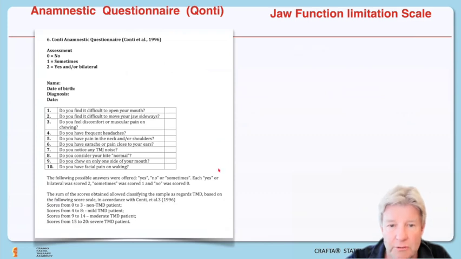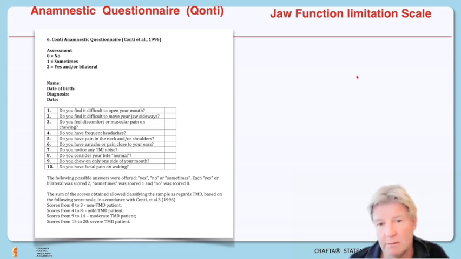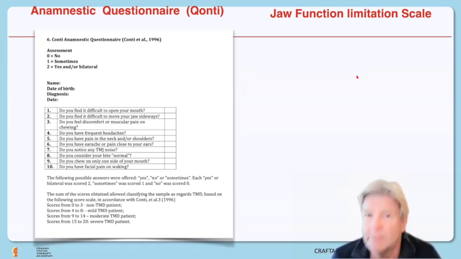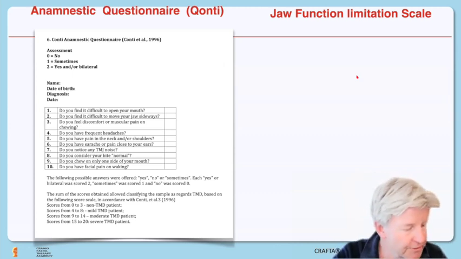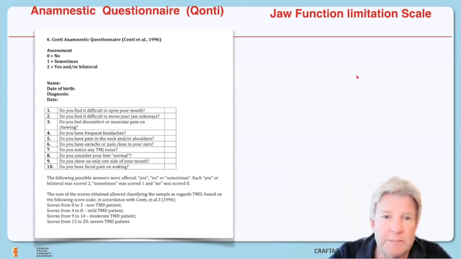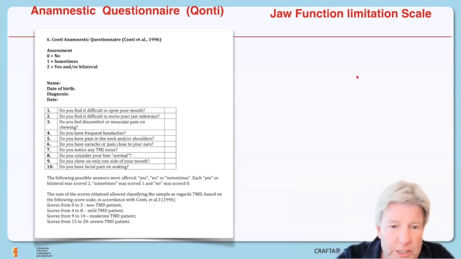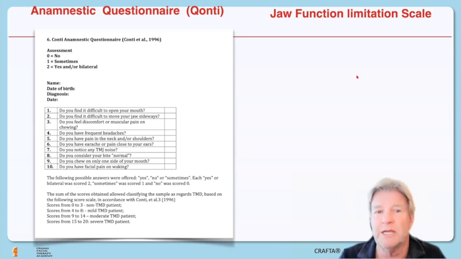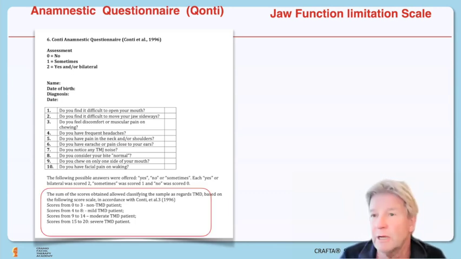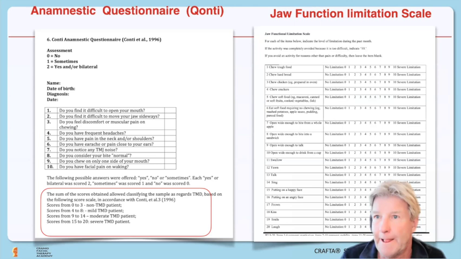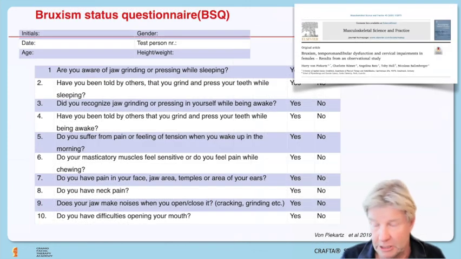You also see there are some cutoff points for whether a patient has TMD problems, yes or no. This is good to know when I find some signs and symptoms in my temporomandibular joint dysfunction examination, and the Conti questionnaire is also positive, for instance mild or moderate TMD. That is a confirmation, and I can use it again for assessment and reassessment. And here we see the joint limitation scale. So I have a lot of possibilities.